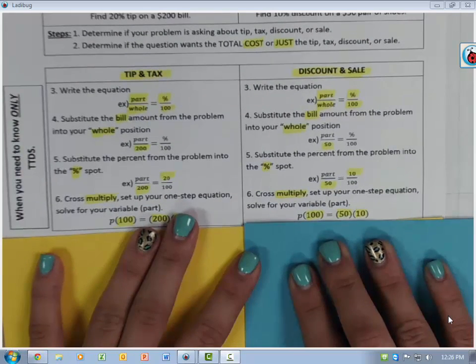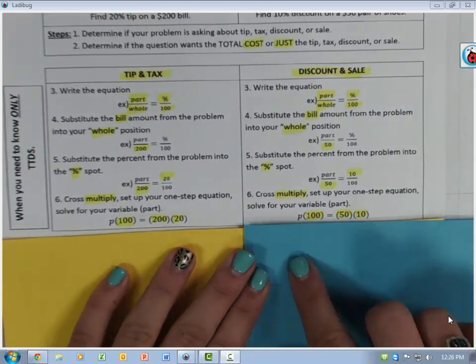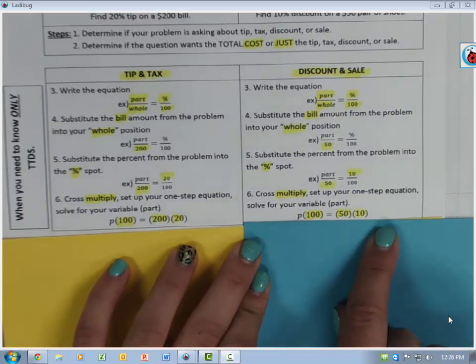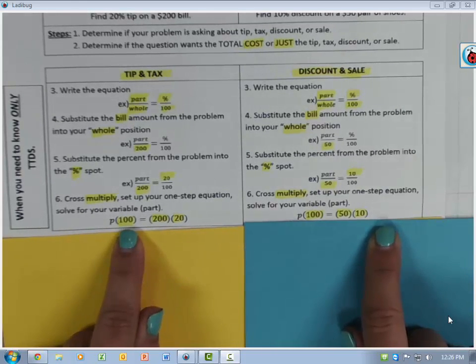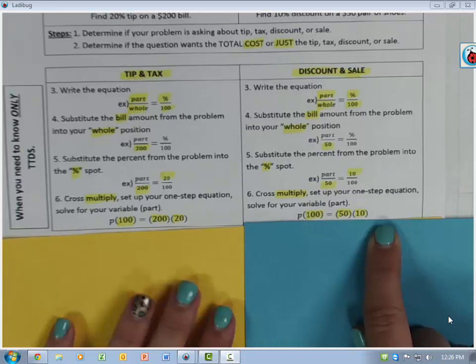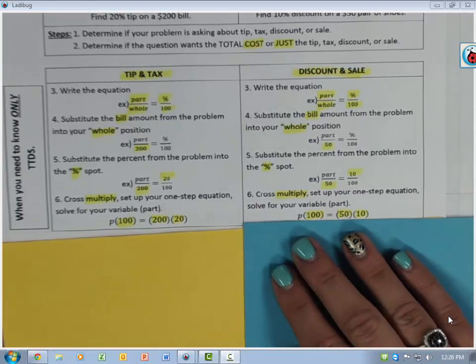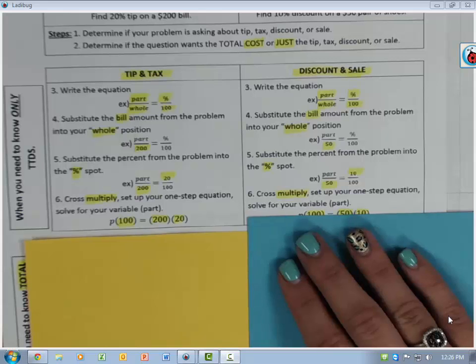which is your part. Okay, again, if you solve this, it'll give you your discount of how much money you got to take off. If you solve this one, it'll tell you how much money you had to leave for a tip. Okay?